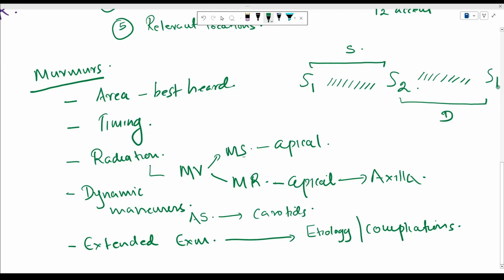And then complications. So what are the complications these patients with murmurs or valvular lesions can have? They can go into heart failure. So you need to examine the basal portions of your lung posteriorly. You need to ask the examiner, may I examine the bases of this patient's lungs? So I want to see if the patient is in heart failure.